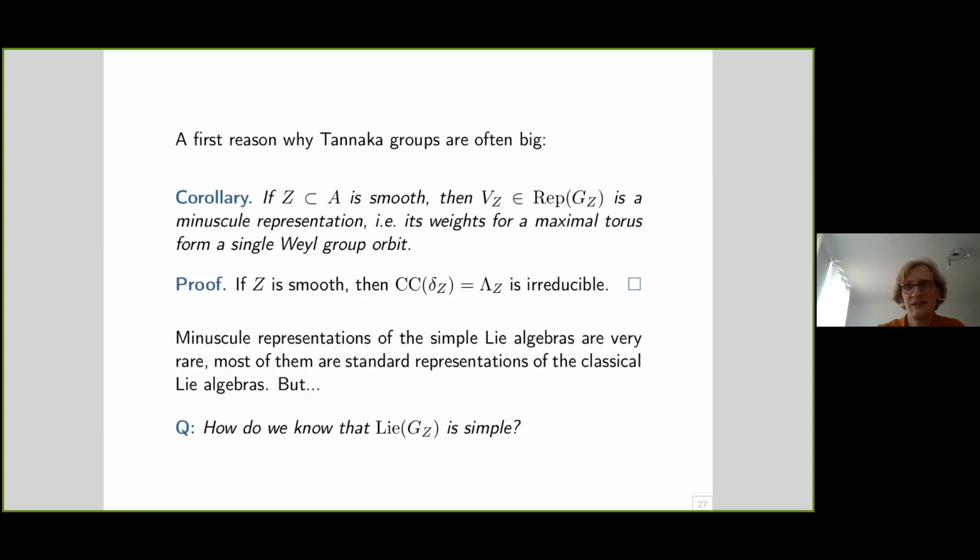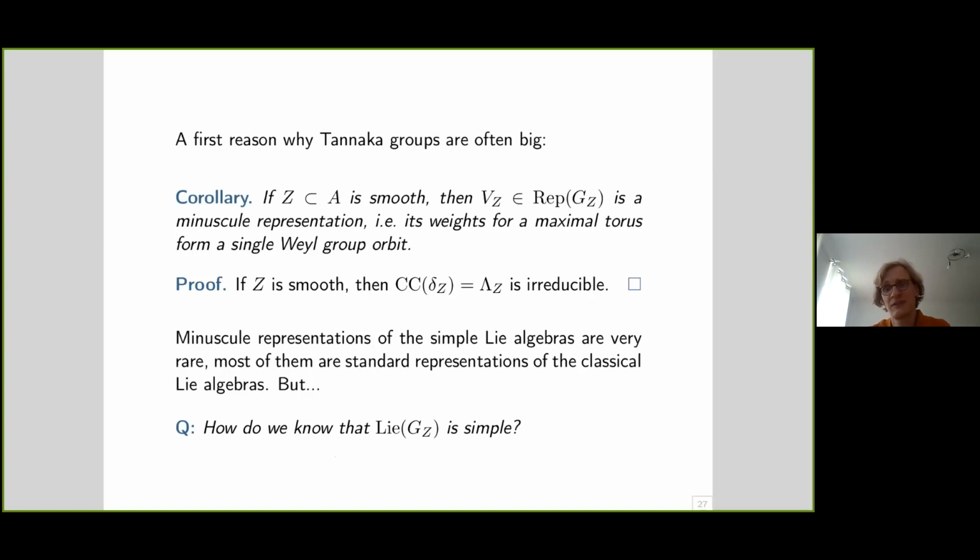There's one caveat here, because this is for the simple Lie algebras, but when you take two simple Lie algebras and you take their product, then a product of two minuscules of the two factors will again be a minuscule representation in this sense. So this finite list can only be applied if we know that the Lie algebra of this Tanaka group is simple, and this is the main point today. How can you see that this Lie algebra is actually simple?